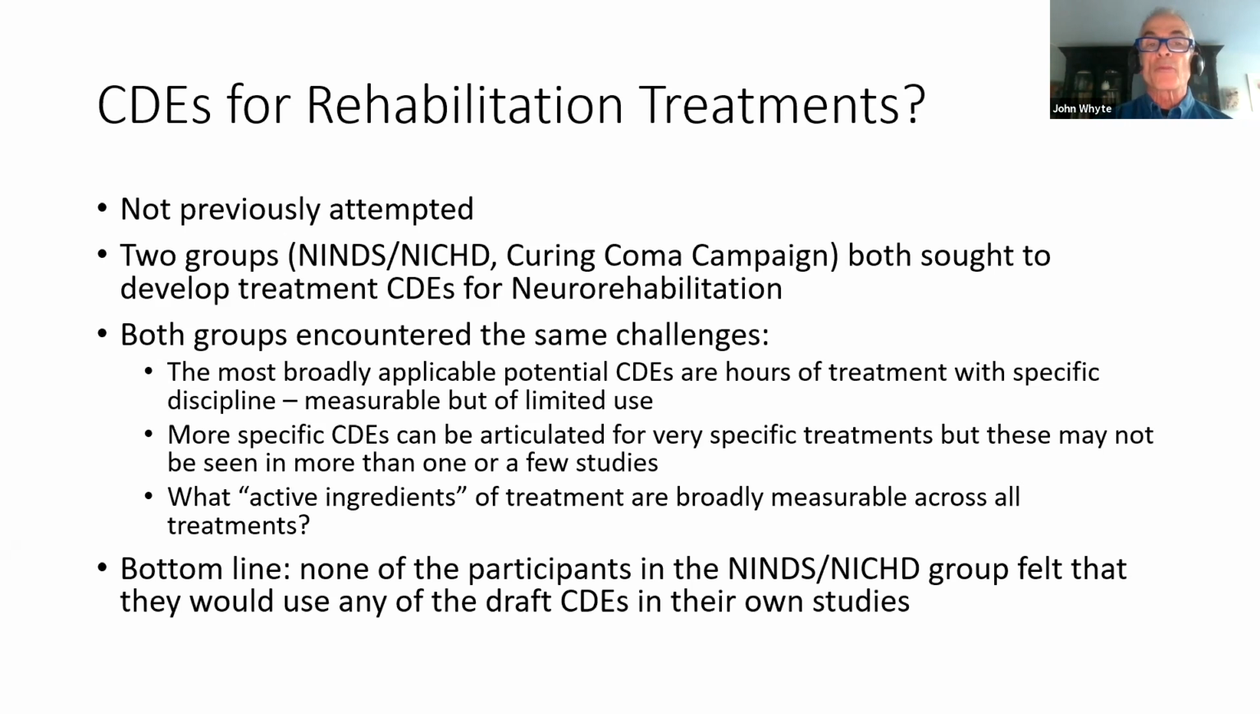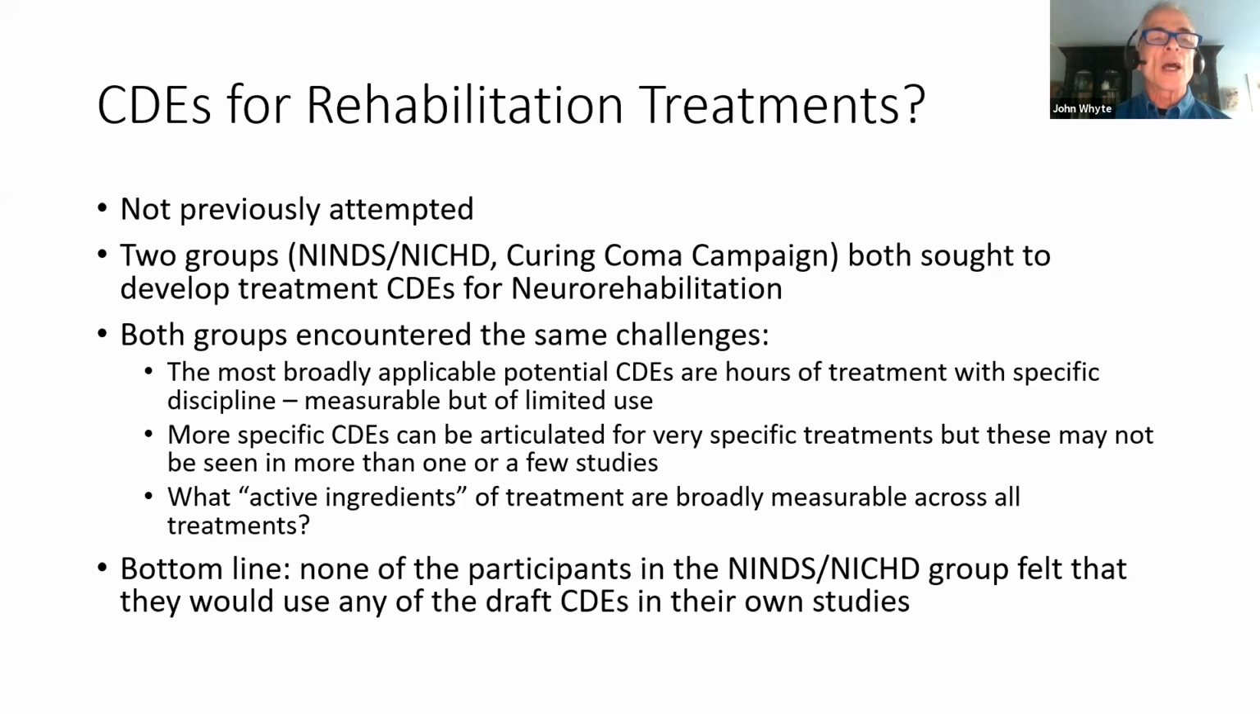The most broadly applicable potential CDEs are hours of treatment with a specific discipline. So everybody knows how to measure those, but nobody really thinks that they're worth measuring. More specific CDEs, as I mentioned, can be articulated for very specific treatments, but these may not be seen in enough studies to make them common in the notion of common data elements. And if you think about it, what active ingredients of treatment are broadly measurable across all treatments? It's not even really a very logical question because the active ingredients are so varied.